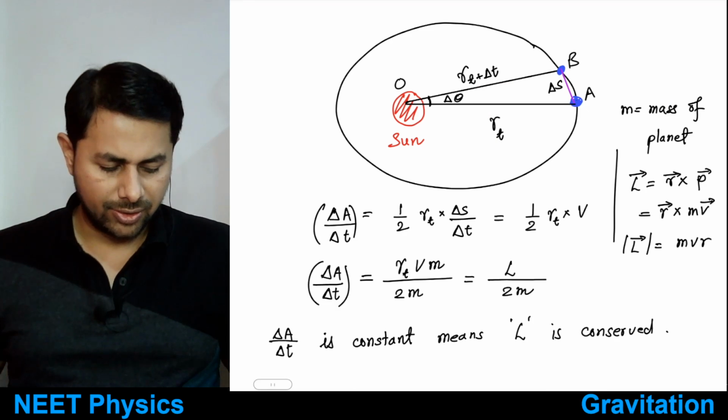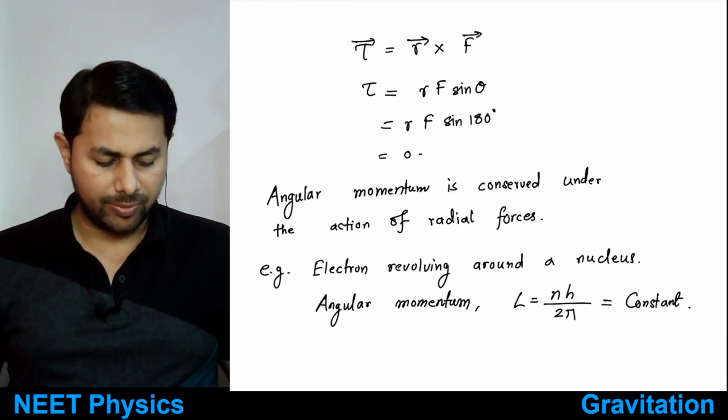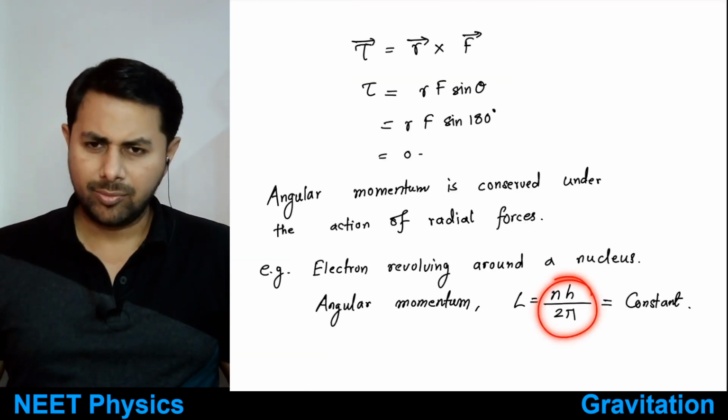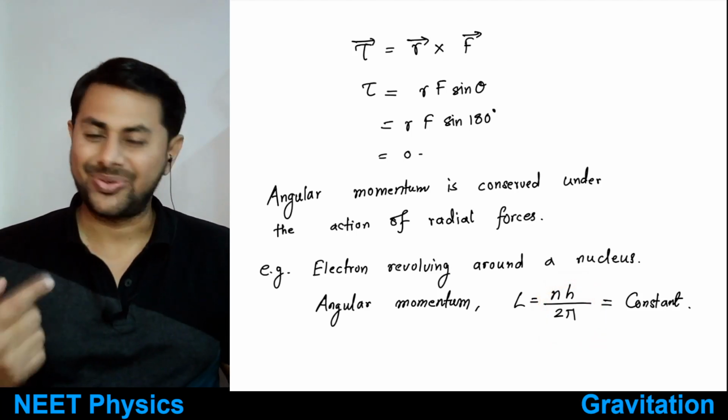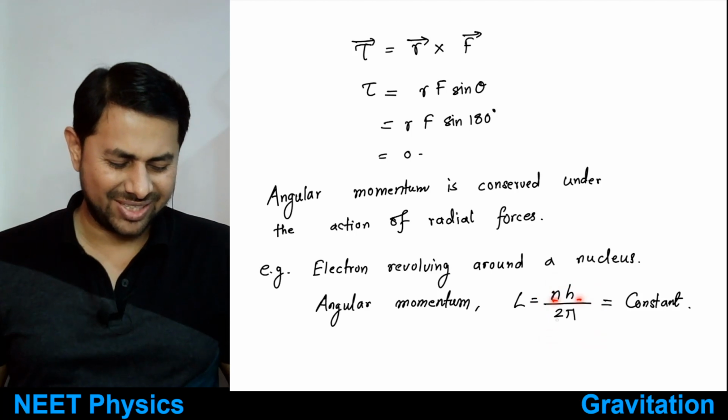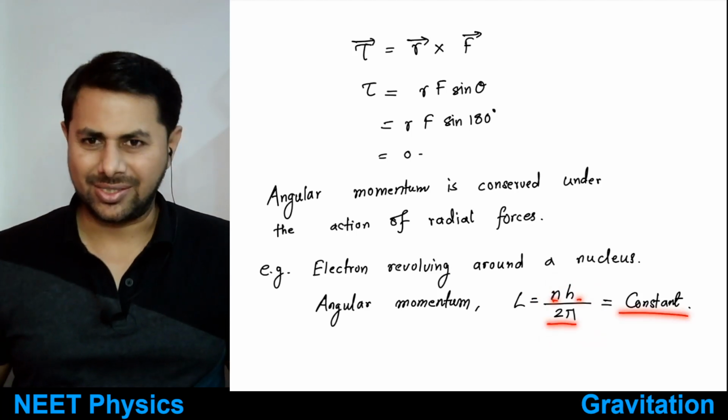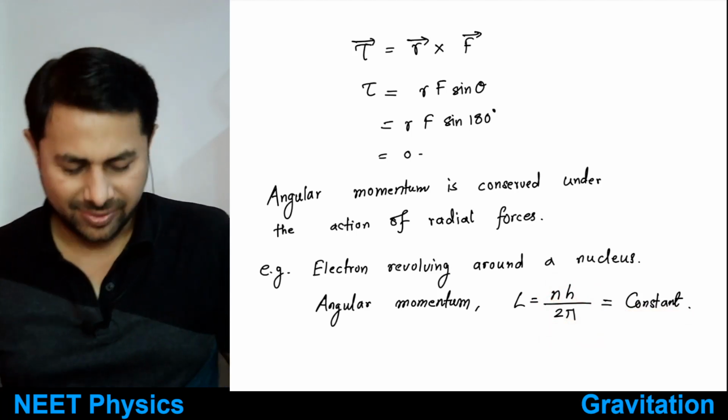And since torque is equal to 0, angular momentum will be conserved. And this is Bohr's postulate: the angular momentum of an electron around the nucleus is equal to nh divided by 2 pi, and it is constant. Okay, so we'll see that in atoms.